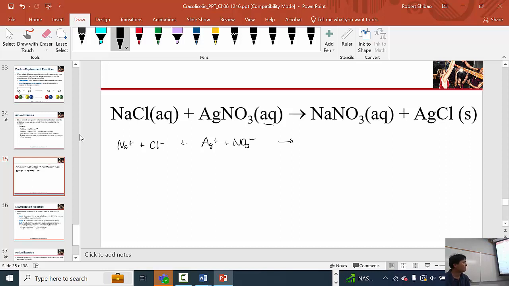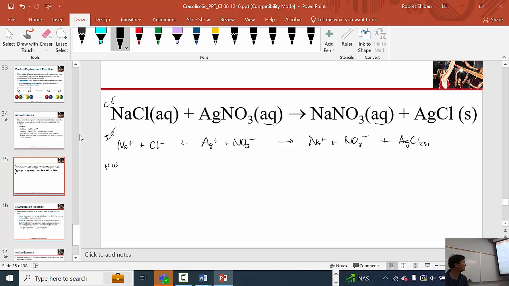Okay. Is this a soluble salt? Yes. And so this is going to break up into Na plus and NO3 minus. Is this a soluble salt? No. And so just leave it alone. Okay, this would be the IE, the ionic equation. This is the CE. What's the NIE?